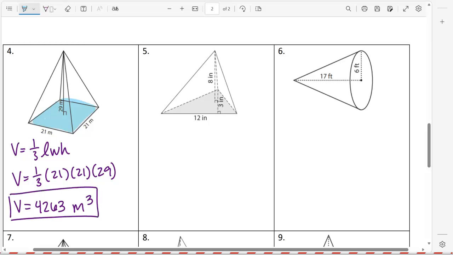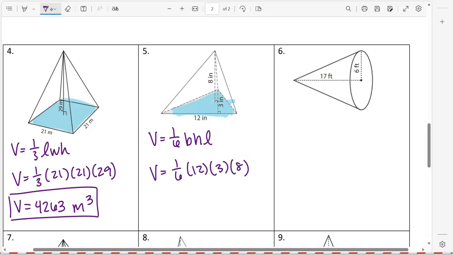For number 5, the shape of our base is a triangle. That means that we are going to calculate volume for a triangular pyramid. So our formula is 1/6 times the base times the height times the length. So our base is 12 inches, the height is 3 inches, and the length is 8. Go ahead and multiply those terms together, and you learn that volume is 48 cubic inches.